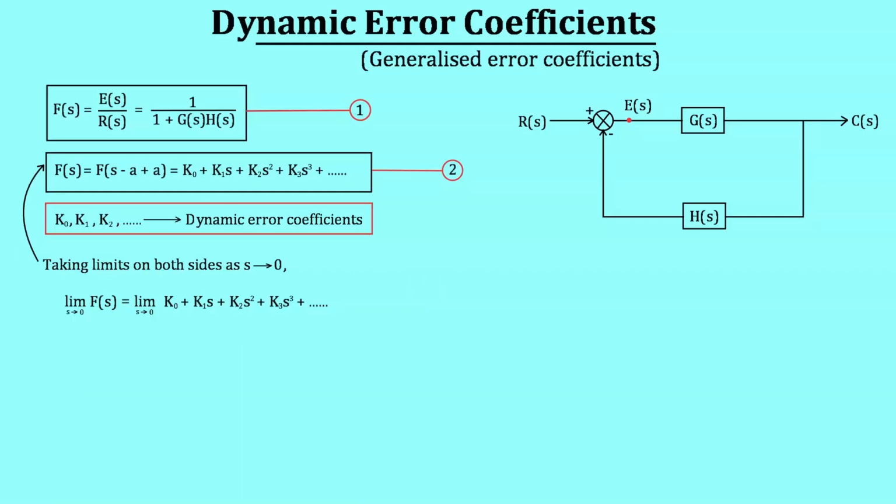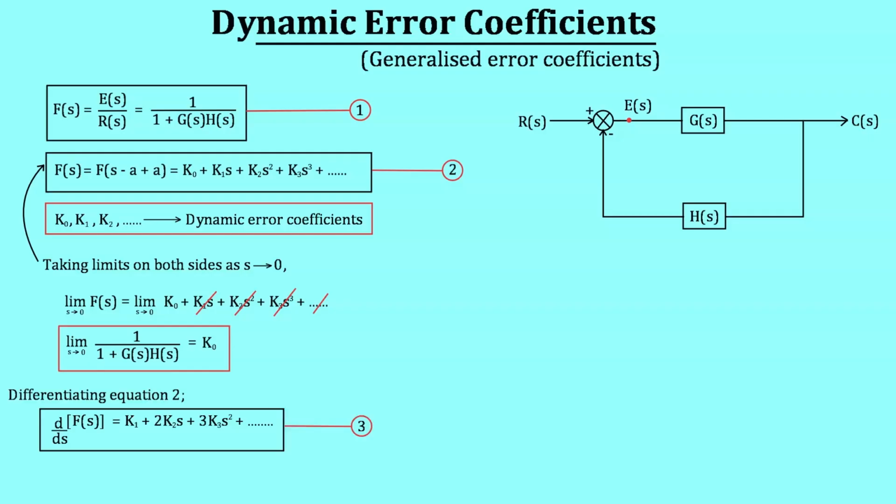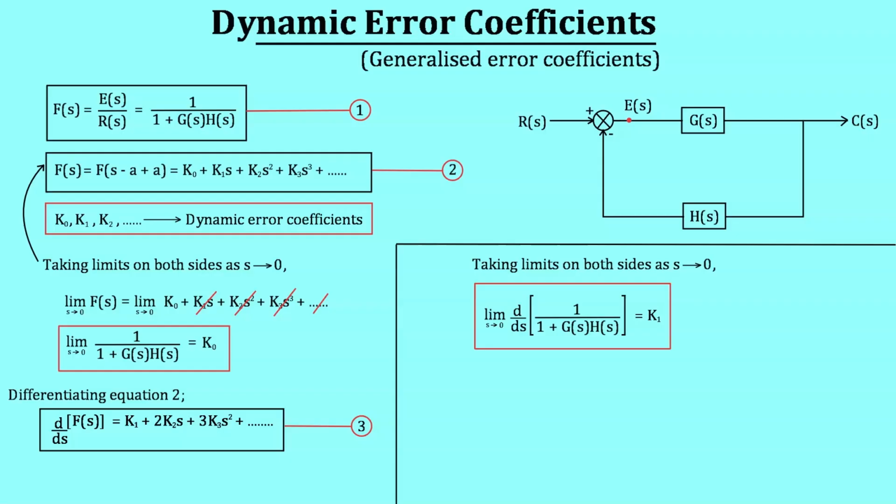Now, we will take the limit on both sides of equation 2, giving us dynamic error coefficient k0 on the left hand side equal to the limiting value of the function F(s), which is also equal to 1 divided by 1 plus G(s) multiplied by H(s). That's how we can calculate the value of dynamic error coefficient k0. Now, let us differentiate equation 2 with respect to Laplace variable s, which will eliminate the dynamic error coefficient k0 from the left hand side of the equation, and afterwards we will again apply the limiting value on this equation.